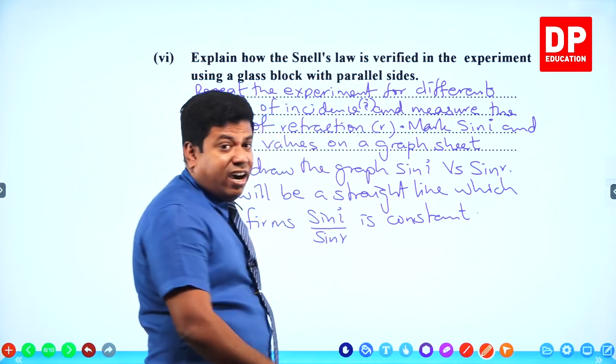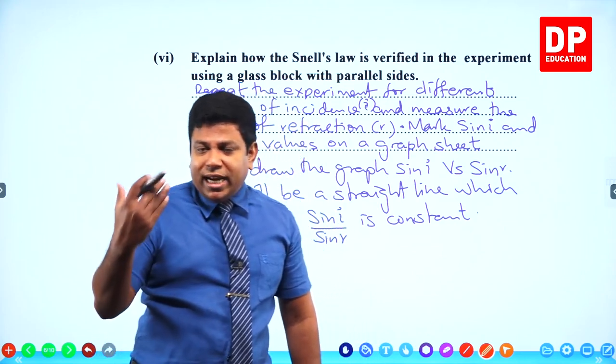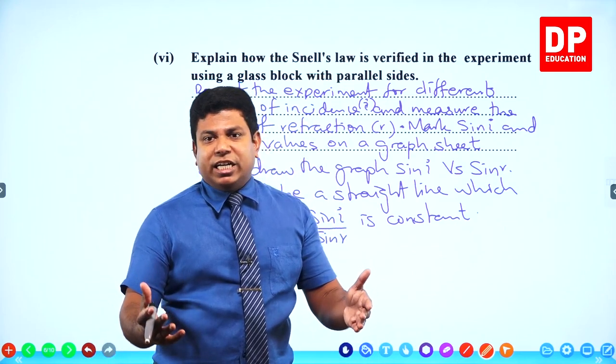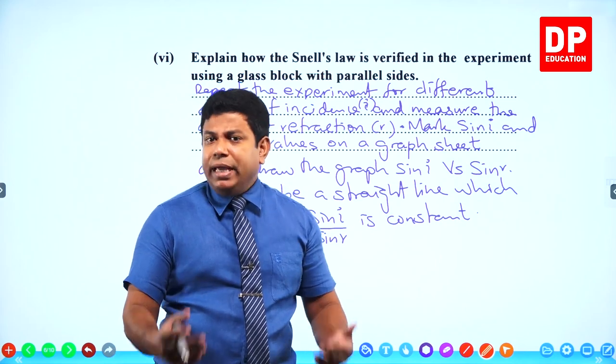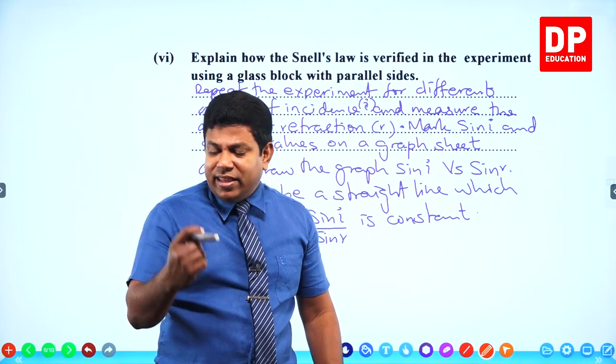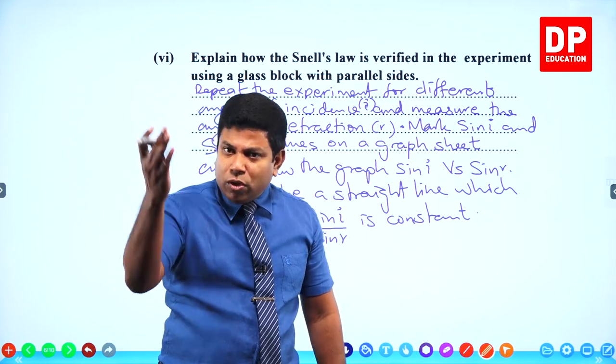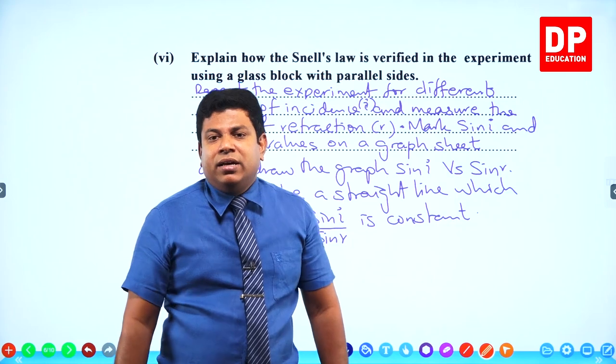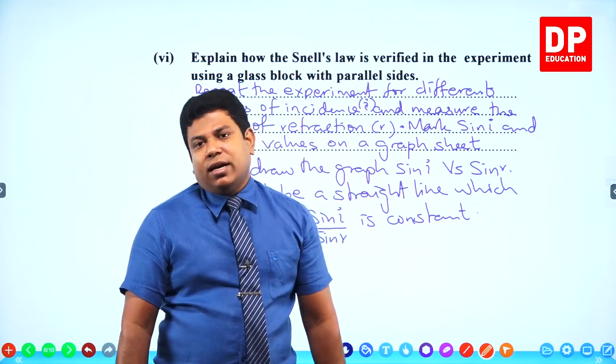Suppose if we got a curve here, or if we did not get a straight line, if we got a different pattern, then sin I over sin R cannot be constant. But we got a straight line. We got almost a straight line. There will be a little bit of deviations here and there, but we could see a clear straight line format. That confirms sin I over sin R is constant.